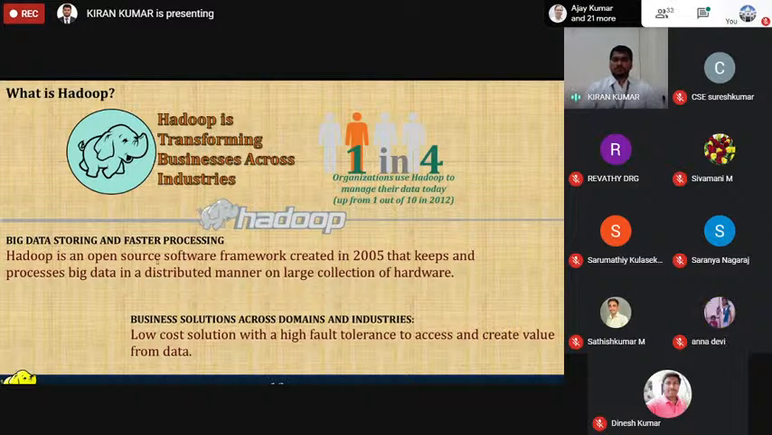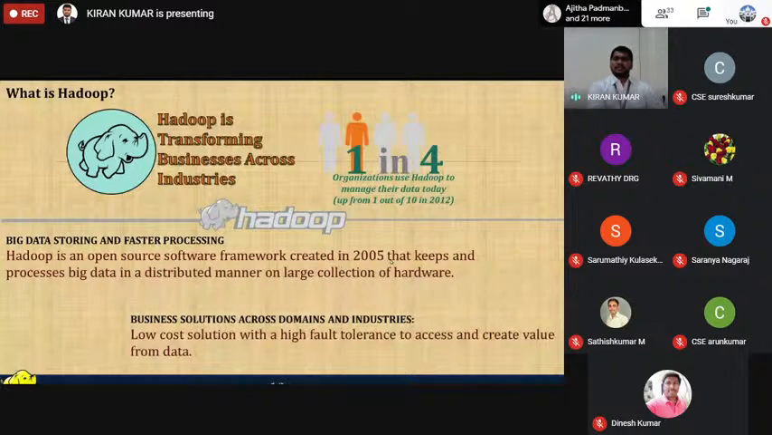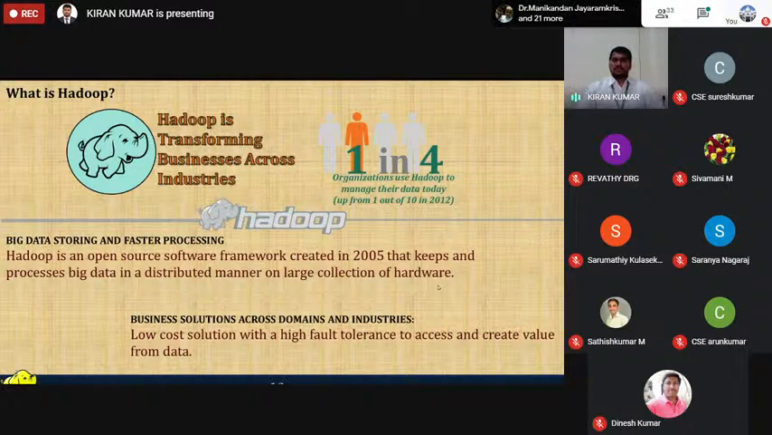Hadoop is an open source framework created in the year 2005 that keeps and processes big data in a distributed manner. That is one important takeaway from this slide. It runs the framework in a distributed manner on a large collection of hardware. You have a huge number of nodes. Whenever I say nodes, it is nothing but a lab machine. We have a number of machines, all connected together. We call it a distributed manner.